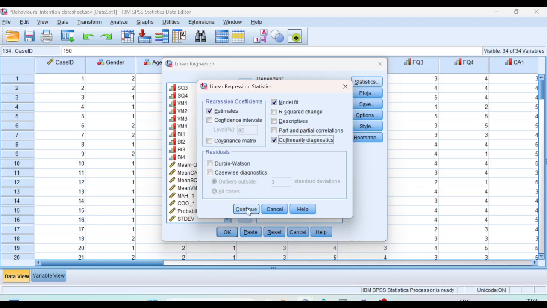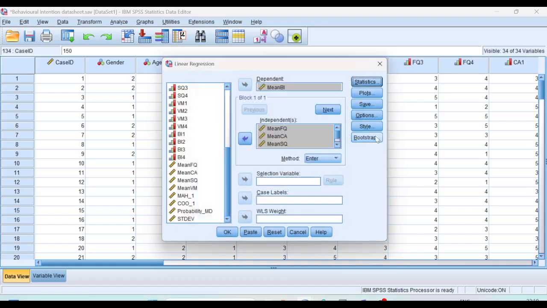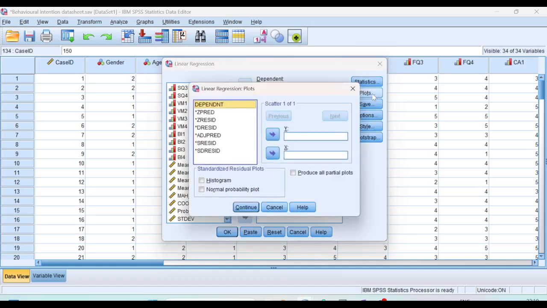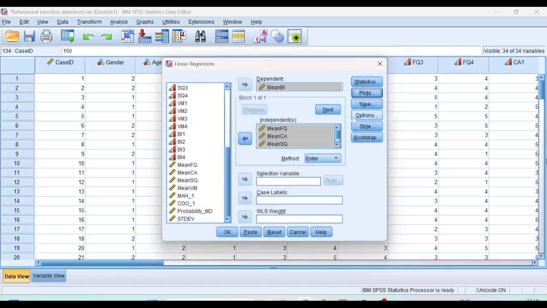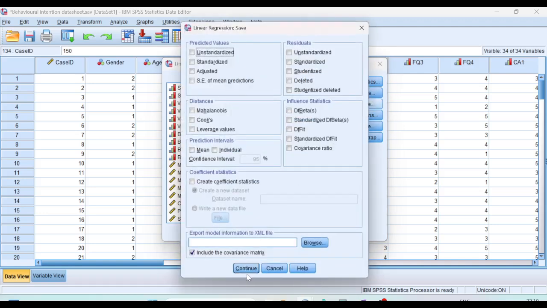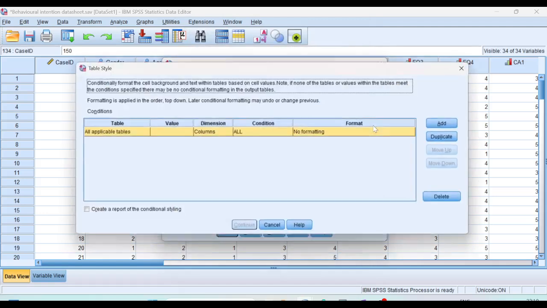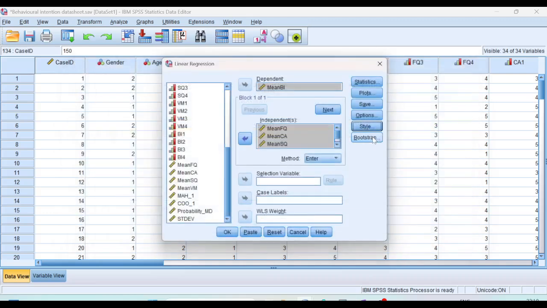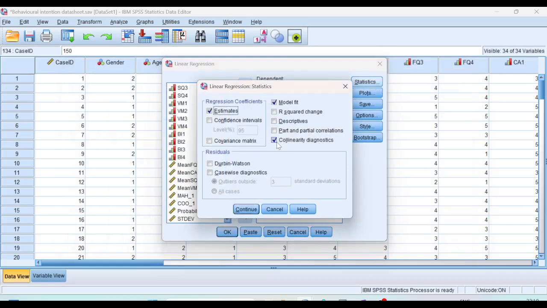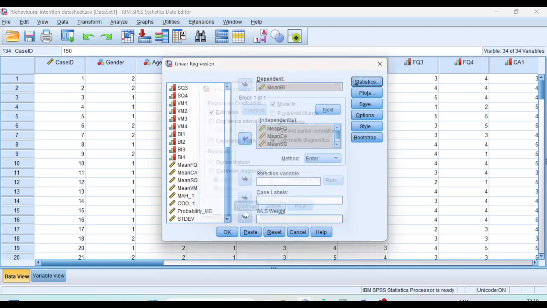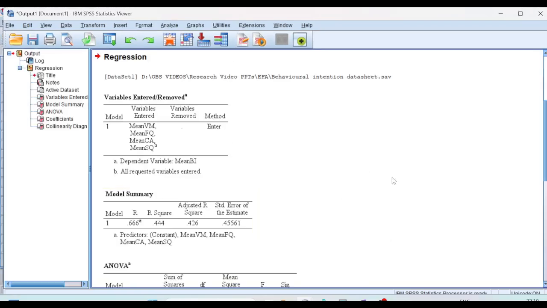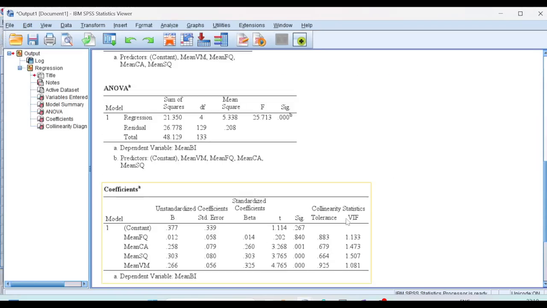I click on continue. I do not need to check any of these. Let us see. Do not need to change anything. Here also nothing has to be changed. Don't change anything. This is just for your reference. I am showing you that we do not need to change anything, except we need to click on collinearity diagnostics in the statistics tab. Click continue, press OK. So now we'll be getting collinearity diagnostics.